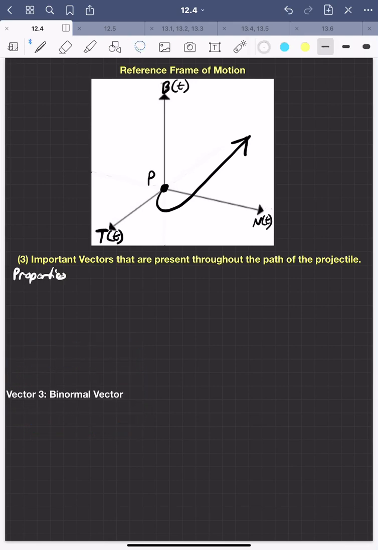So some of the properties of this n of t, well, okay, I'll list it. Of course, it is still a unit vector, so length 1. And then the more important property for us is it always points in the direction of concavity.